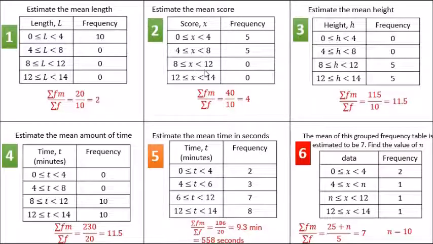For this question here, we're split evenly between the two groups, so I would expect the mean to be 4, and in fact it does end up being 4. 2 times 5 is 10, 6 times 5 is 30, 10 plus 30 is 40, divided by the 10 frequency gives us 4. Question 3, we have these here.